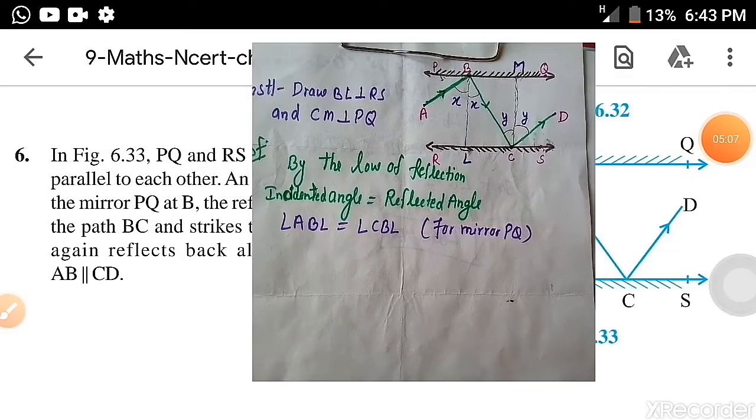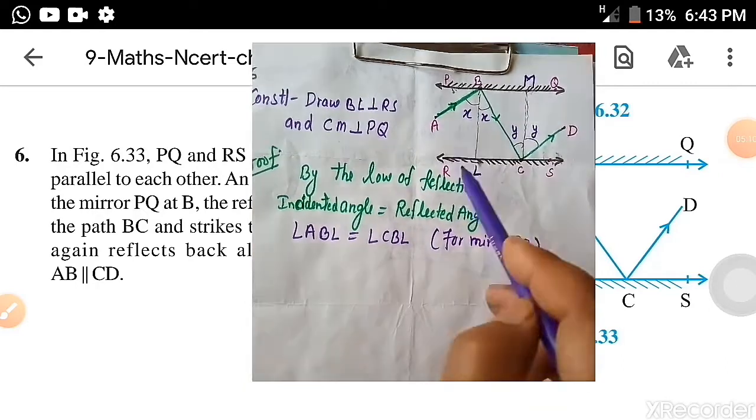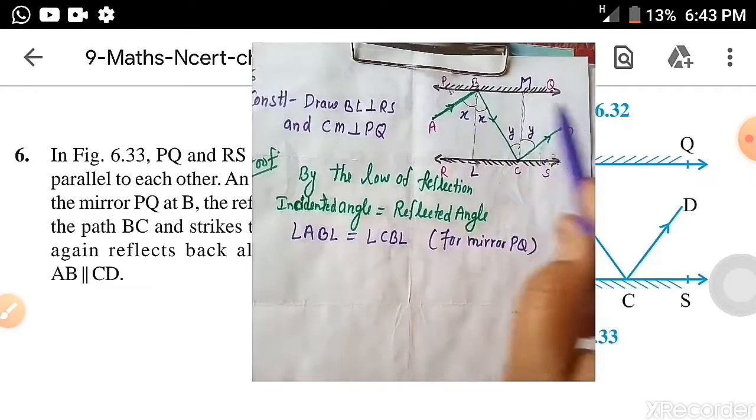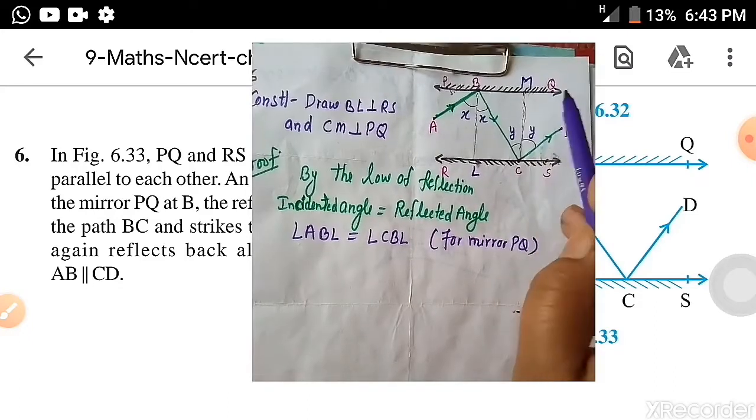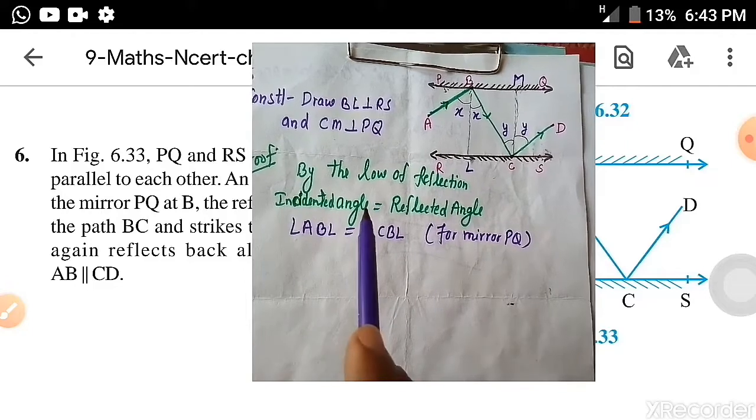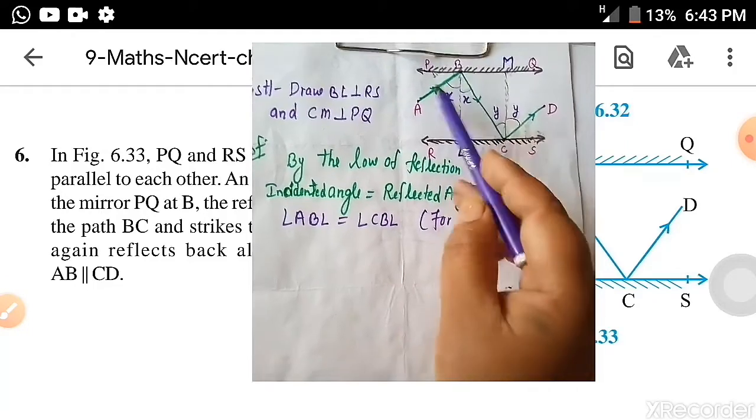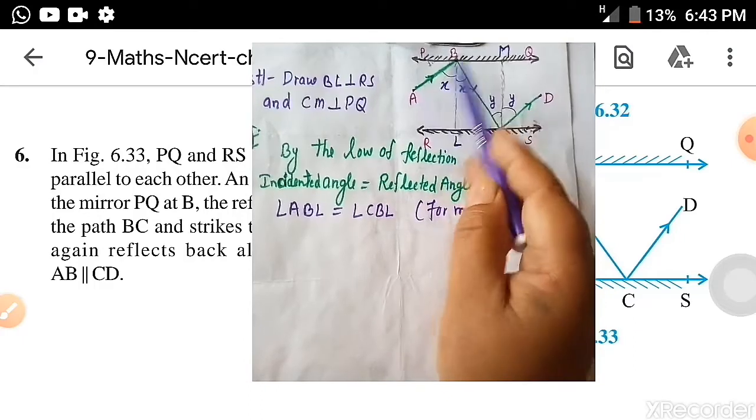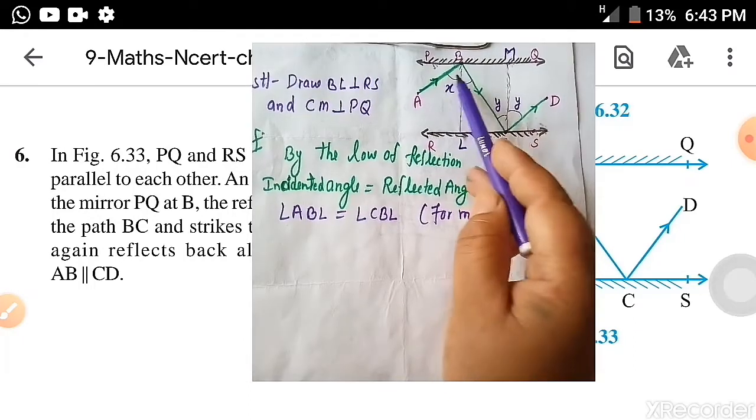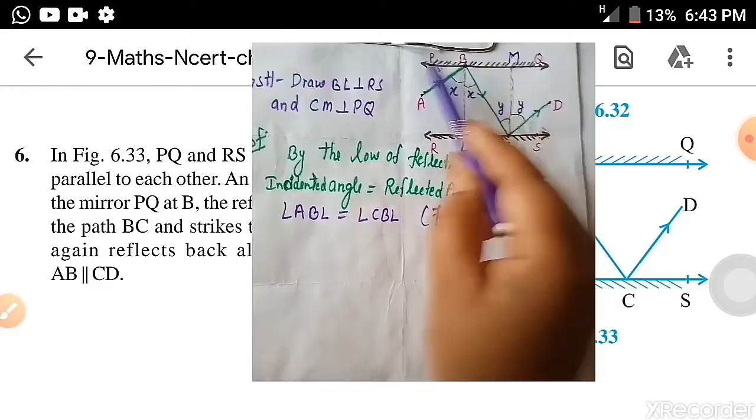You can see that I have written something. First we will write the construction part. Draw BL which is perpendicular to RS and CM which is perpendicular to PQ. Now by the law of reflection, incident angle is equal to reflected angle. Just see for this mirror only. You can see that this angle ABL is equal to CBL. This is incident angle and this is reflected angle. These will be equal to each other for the mirror PQ.